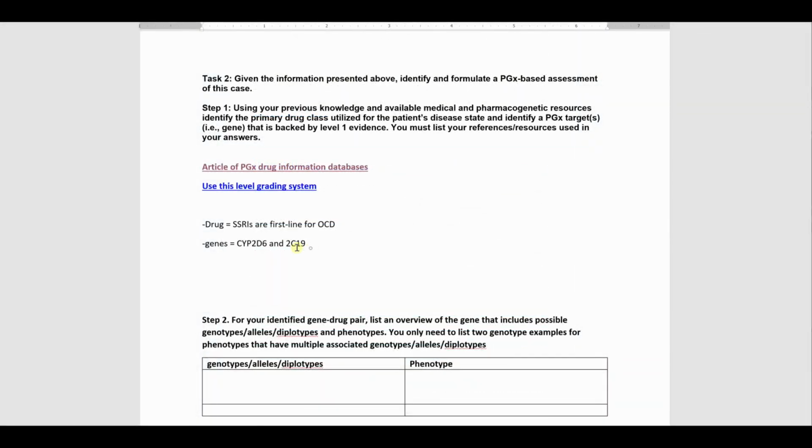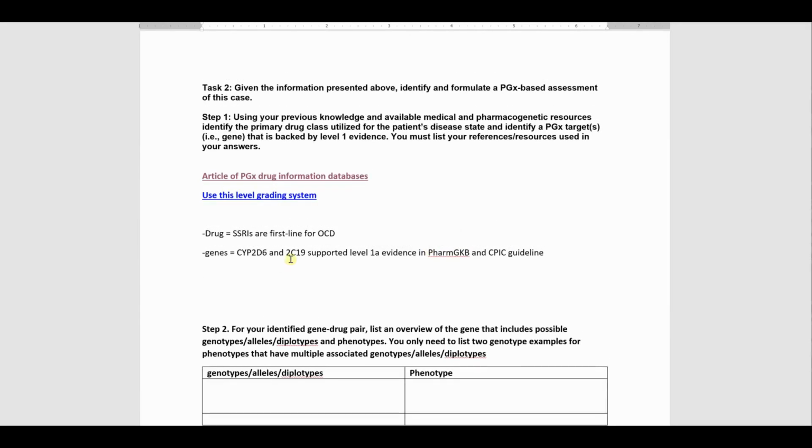So again, our genes are CYP2D6 and 2C19. That's supported by level 1A evidence in PharmGKB and a CPIC guideline, which go hand in hand. Remember, level 1A evidence means that there's some sort of guideline that backs it.